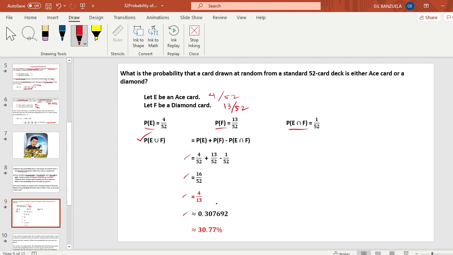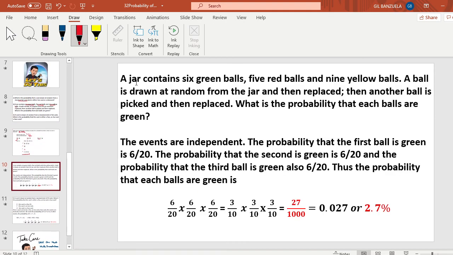And using our calculator, we arrive at 0.307692, or simply 30.77%. So therefore, the probability that a card drawn at random from a standard deck is either an ace or a diamond is 30.77%. Alright, so let's proceed to the second one.